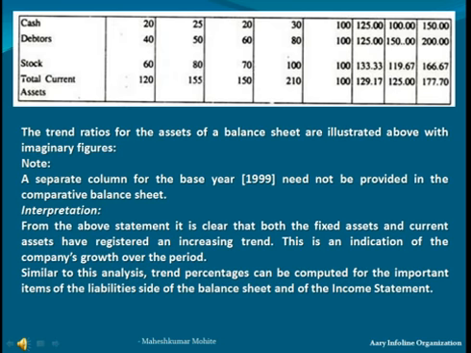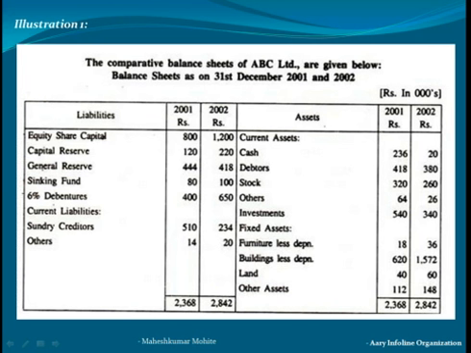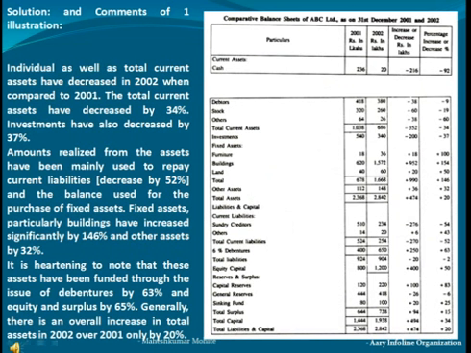Interpretation: from the above statement, it is clear that both the fixed assets and current assets have registered an increasing trend. This is an indication of the company's growth over the period. Similar to this analysis, trend percentages can be computed for the important items of the liabilities side of the balance sheet and of the income statement. Solution, and comments of one illustration.